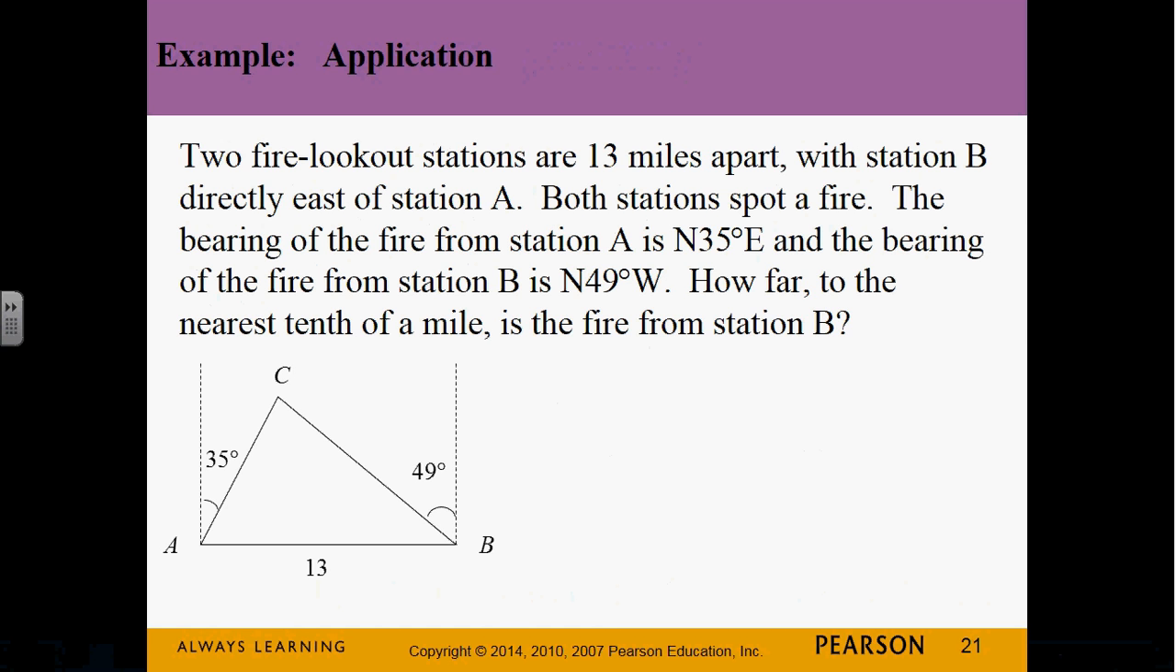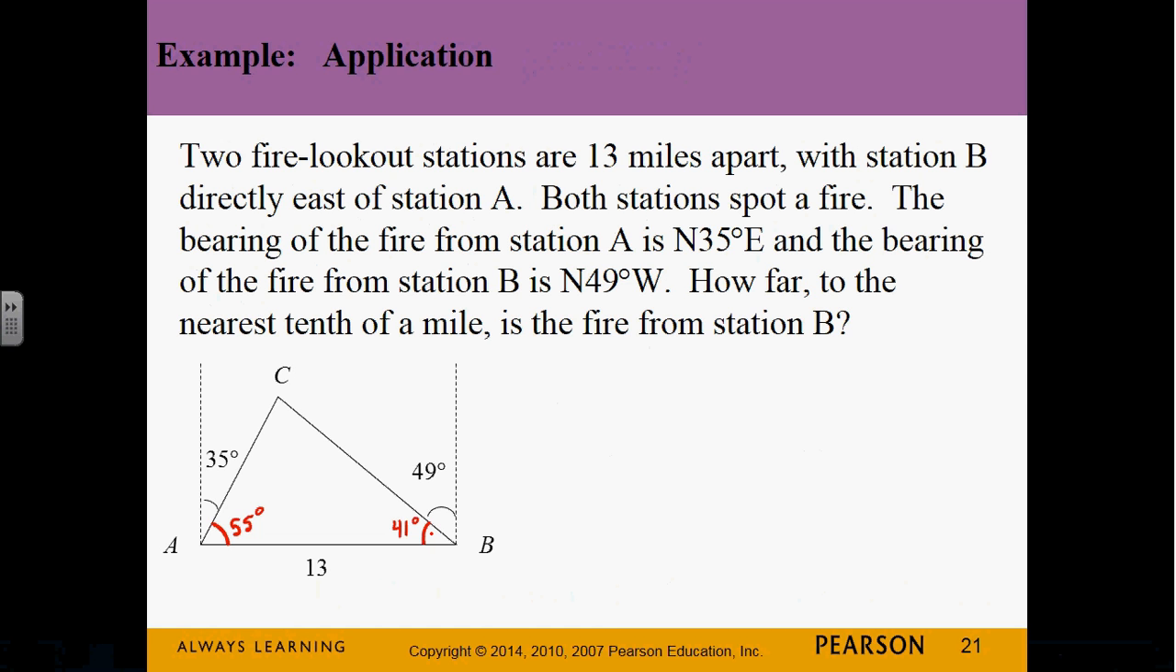So it's given that the bearing of the fire from station A is north 35 east. So remember, we go north first and then 35 degrees in the east direction. And then from station B is north 49 west. Okay? So if we have an ABC triangle, what is angle A going to be? Right, 55. How do we know that? It's a 90 degree angle right there, right? So we just subtract 35 from 90. Over here, same deal. What is B going to be? How much? 41, yeah. 41 degrees, okay?